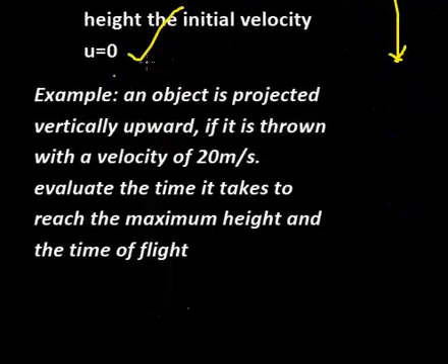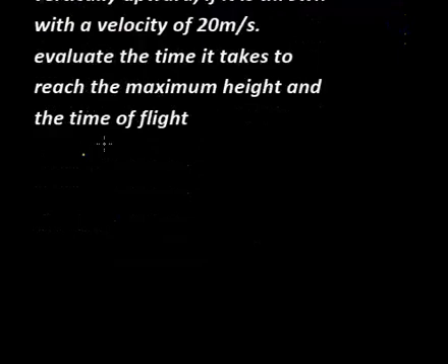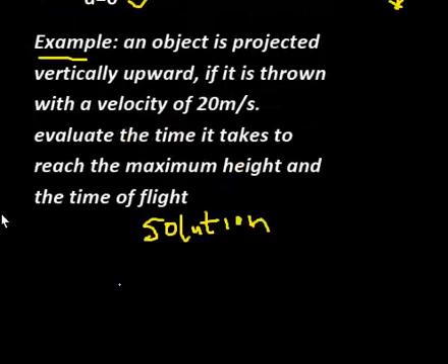There is other information we're still going to find, but let's see an example. An object is projected vertically upward. As this object is going upward, it is thrown with a velocity of 20 meters per second. Remember, if you are solving a question, we write our parameters down. The initial velocity it is thrown with is 20 meters per second. You write it down.